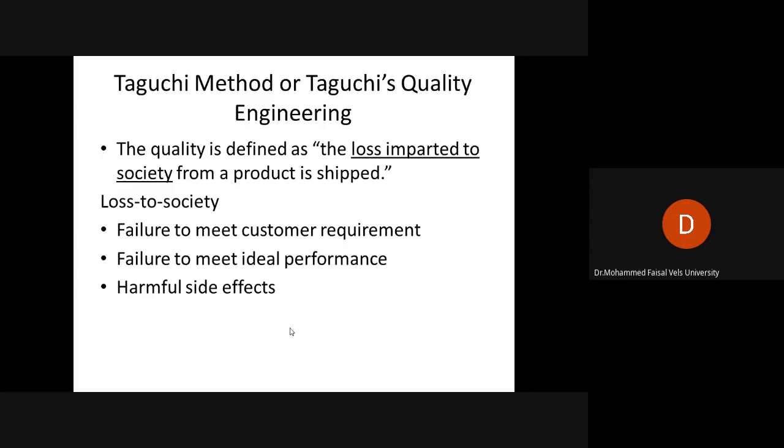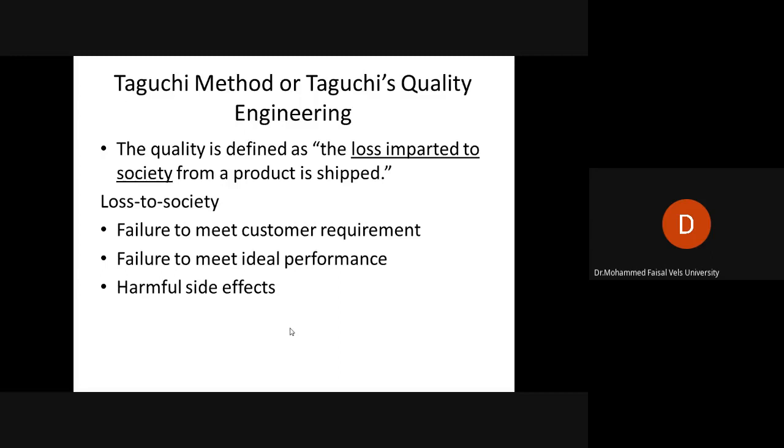Now it is important that quality gurus came up with different definitions. It's very important that we define quality. Genichi Taguchi has given quality a different dimension, where he emphasized the loss imparted to the society. He came up with a concept that defined quality.